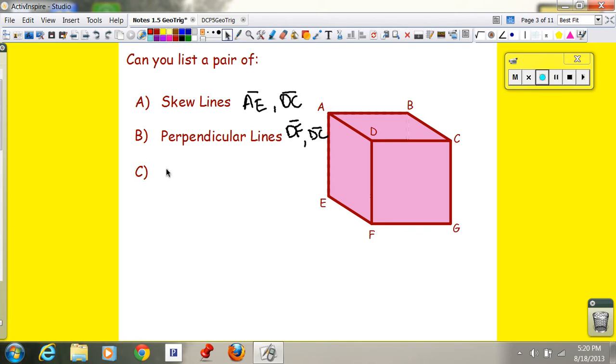And can we list a pair of parallel lines? Let's go with AB this time. AB would be parallel to DC. AB would also be parallel to FG. It would also be parallel to E, whatever's in the back corner over there. Those would be parallel. So those are just some examples of some skew, some perpendicular, and some parallel lines.